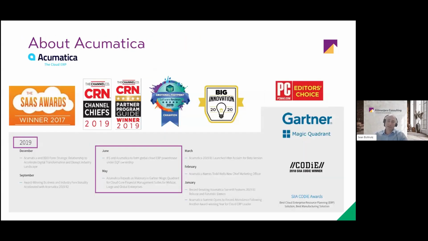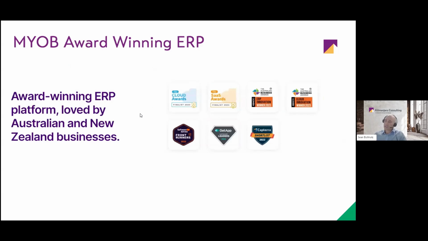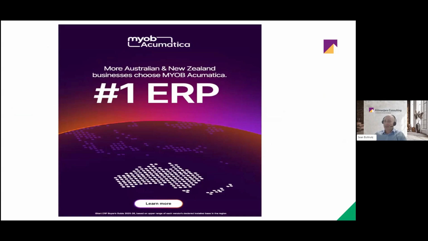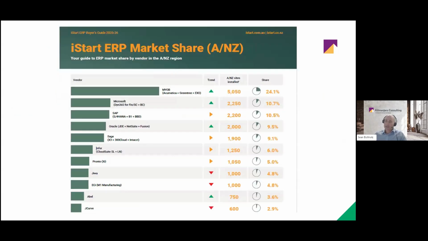A heavily awarded company, Acumatica. If you Google Acumatica, you'll see it's been heavily awarded. It is owned by EQT, which is a Swedish private equity company. MYOB, obviously owned by KKR. So the amount of money they're investing into the development of the product is pretty phenomenal. The new functionality that comes out all the time is just really unbelievable. MYOB's won a number of awards with the product over the last few years. In fact, they were voted #1 by iStart this year. MYOB Acumatica, the #1 ERP.